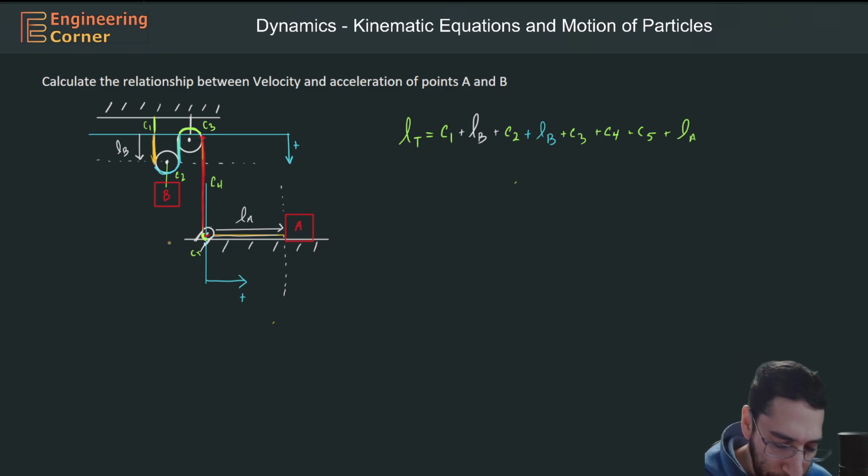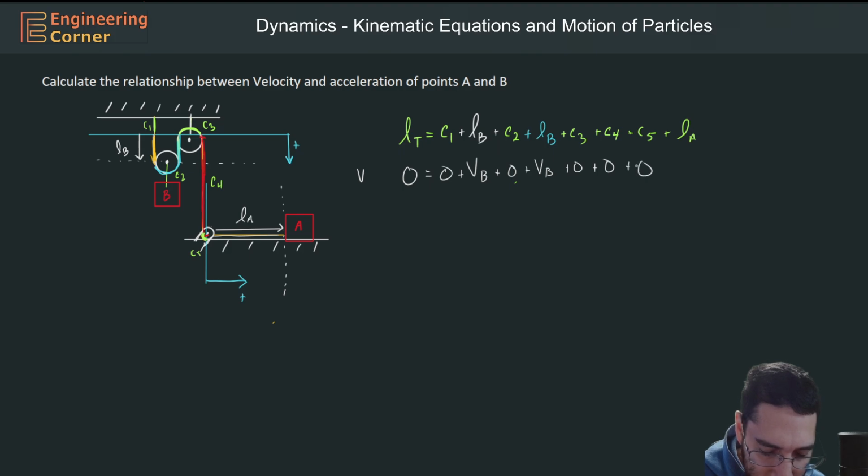So now what we have to do is differentiate. When we differentiate to get our velocity, well, our total length doesn't change. Constant doesn't change. This does change. It's a length, so it's a velocity of B. Constant doesn't change. Well, now we have a velocity of B. Constant doesn't change. Constant doesn't change. And now we have a velocity of A.